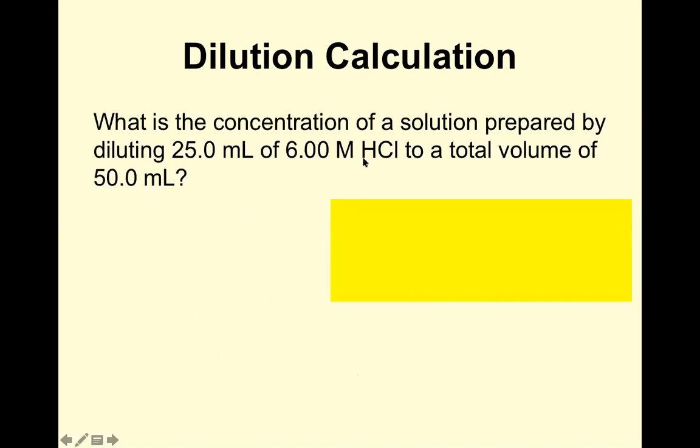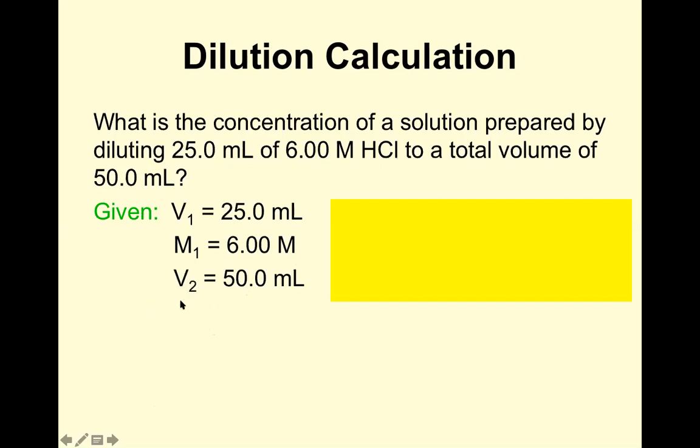What is the concentration of a solution prepared by diluting 25 milliliters of 6 molar hydrochloric acid to a total volume of 50 milliliters? We know our starting volume is 25 milliliters. We know that our starting concentration is 6 molar. We know that our ending volume is 50 milliliters. This is our total volume. That's our ending volume. I want to find the ending concentration, M2.